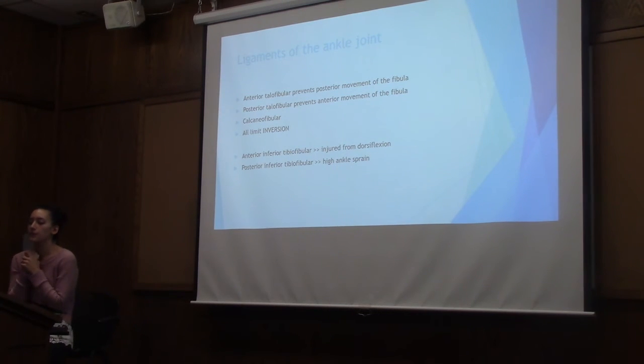And then the calcaneofibular is just on the lateral side, kind of runs up and down, used for stabilization. They all limit inversion. So when you have a lateral ankle sprain and you invert, those are going to get torn. And then you have the anterior inferior tibiofibular, which is injured from dorsiflexion. It's higher up. And the posterior inferior tibiofibular, when you injure that, it's a high ankle sprain.